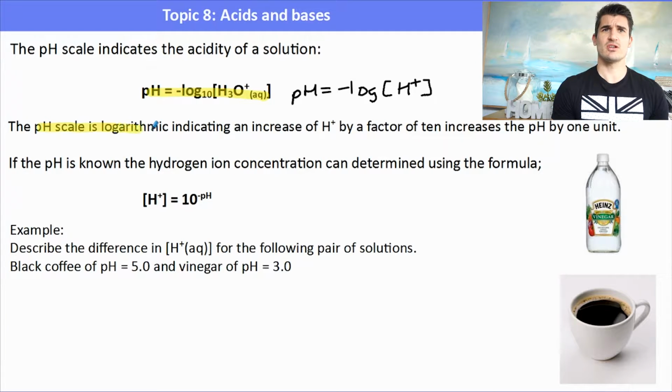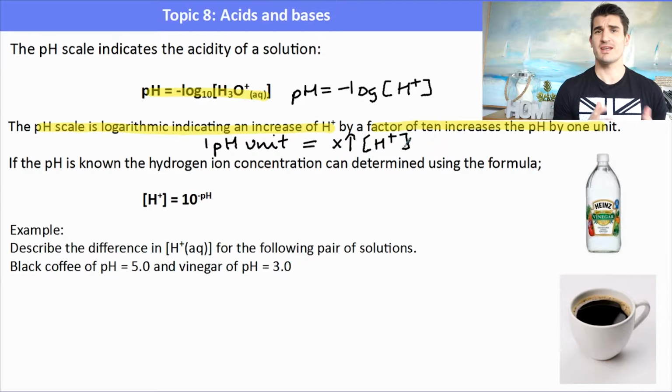Because the pH scale is logarithmic, an increase of H plus by a factor of 10 increases the pH by 1 pH unit. That is, 1 pH unit is a times 10 factor increase or decrease of H plus concentration, depending upon which way you go.